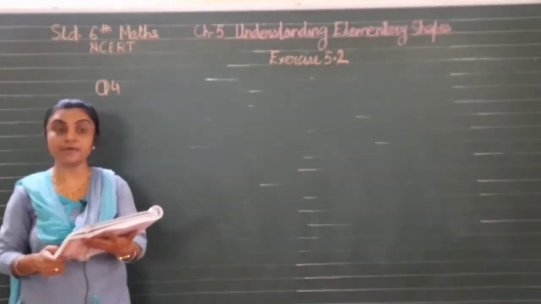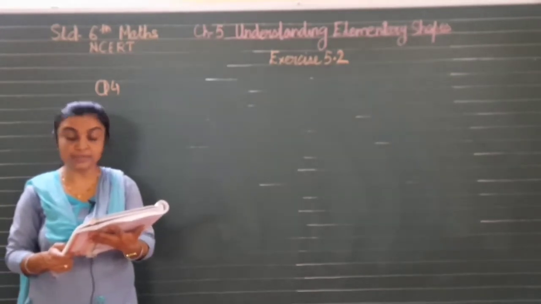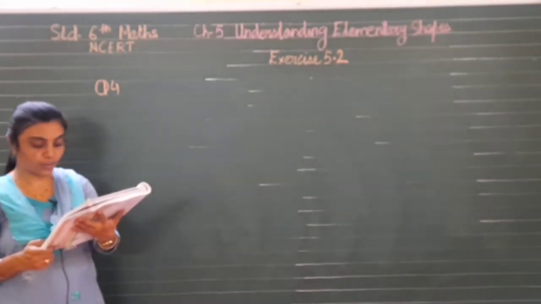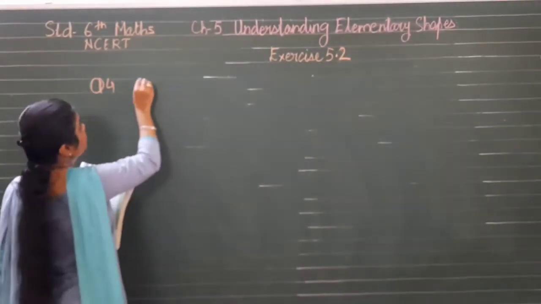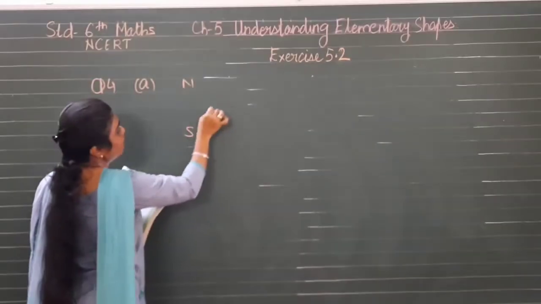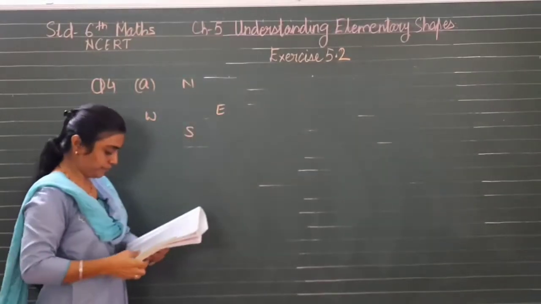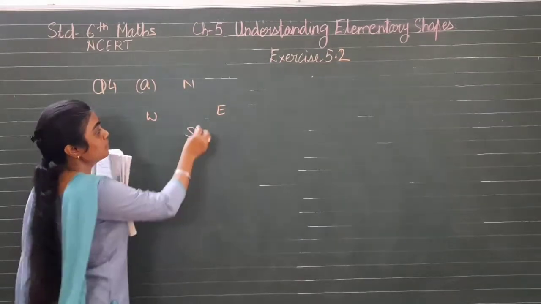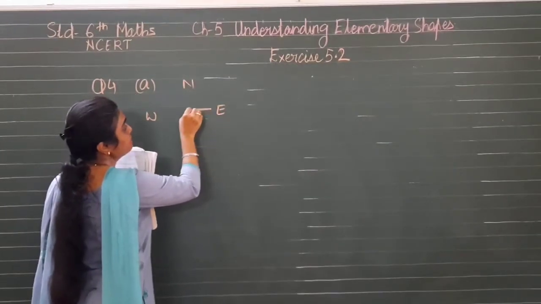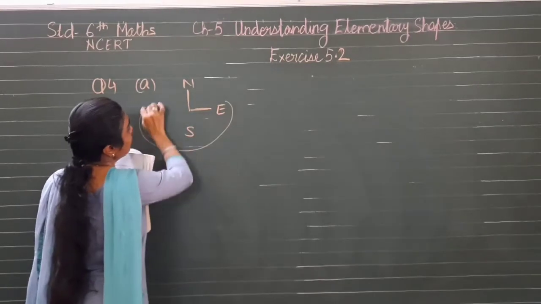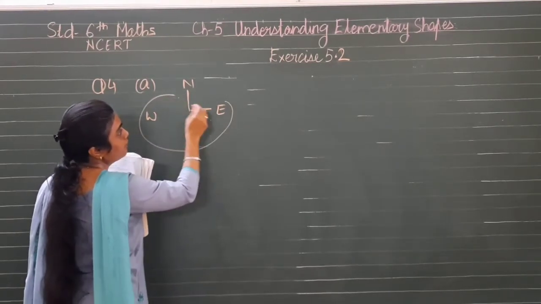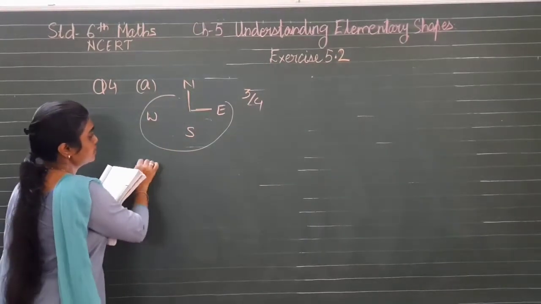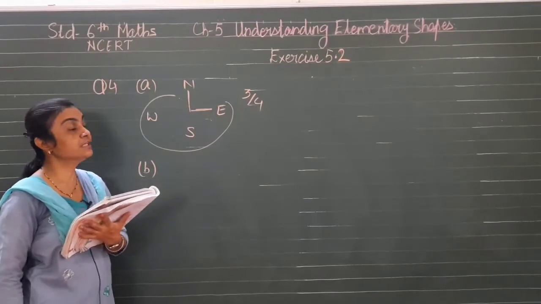Now let us solve question number 4. What part of a revolution have you turned through if you stand facing? So A, east and turn clockwise to face north. North, south, east and west. You are at east and turn clockwise to face north. This is east and you are turning to face north. So this is clockwise. So 1/4, 1/4, 1/4. So you will be at 3/4 of the revolution. So the answer is 3/4 of the revolution to turn north.